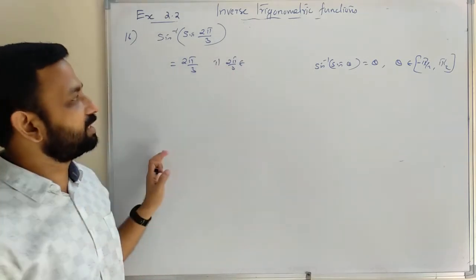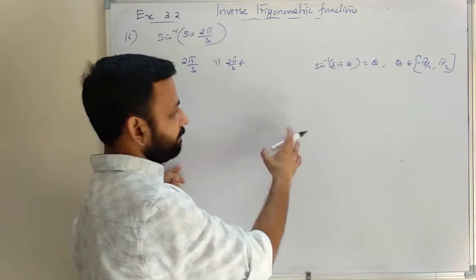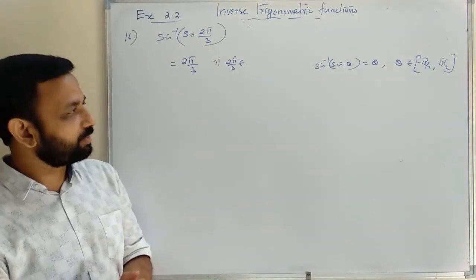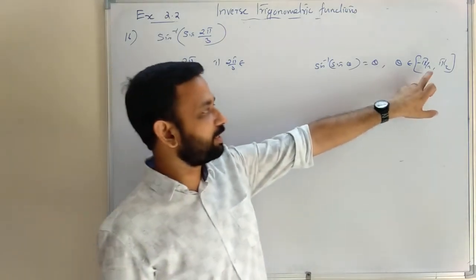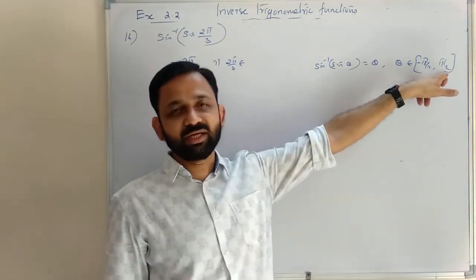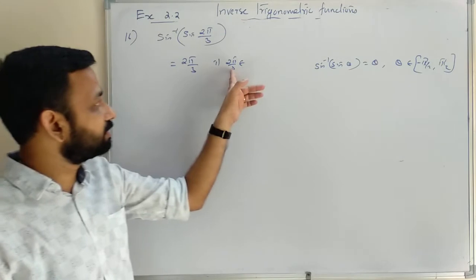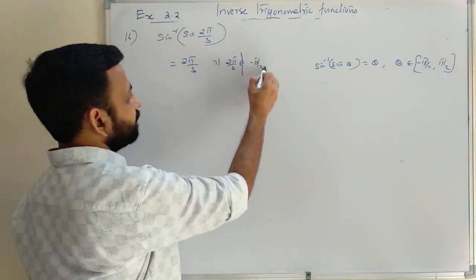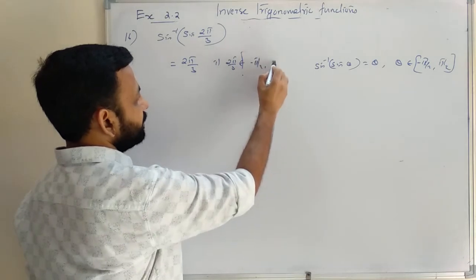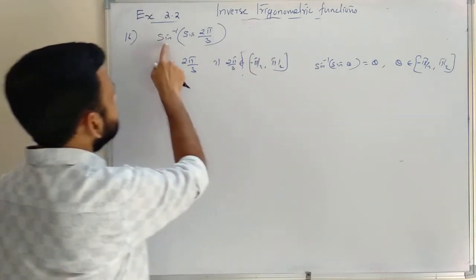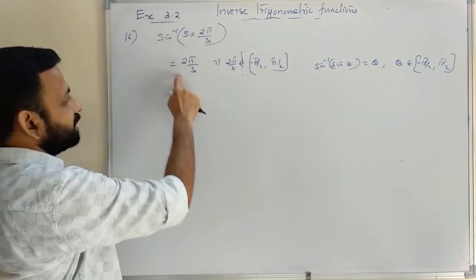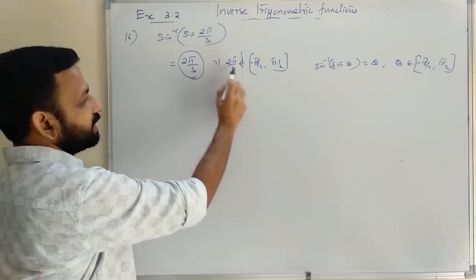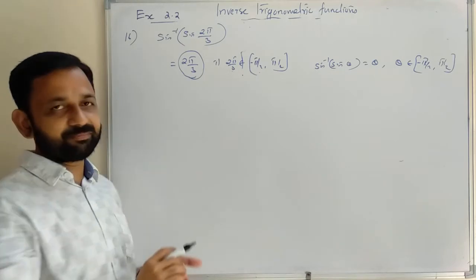But 2π/3 is 2 into π/3. π/3 is actually 60, so 2 into 60 is 120. 120 is not in between −90 and +90. 120 does not belong to −π/2 to π/2. So we cannot write sin inverse sin 2π/3 equal to 2π/3, because 2π/3 does not belong to this interval.